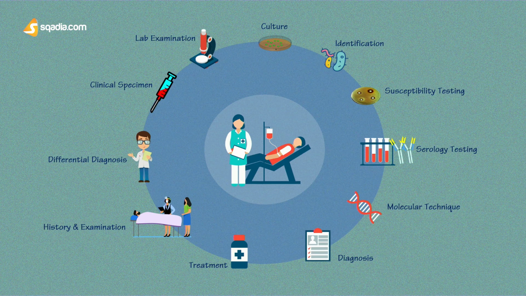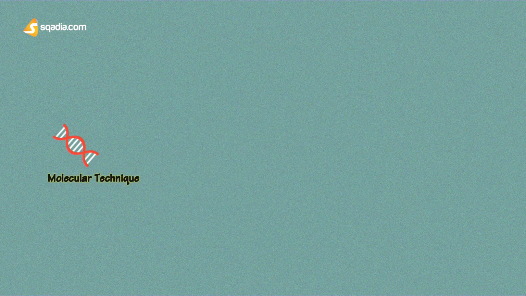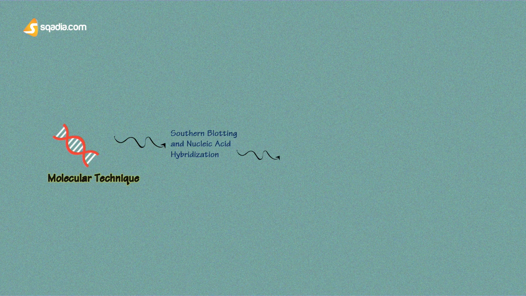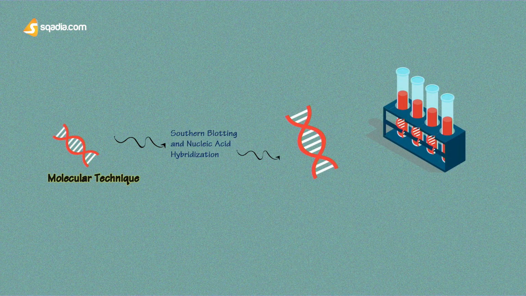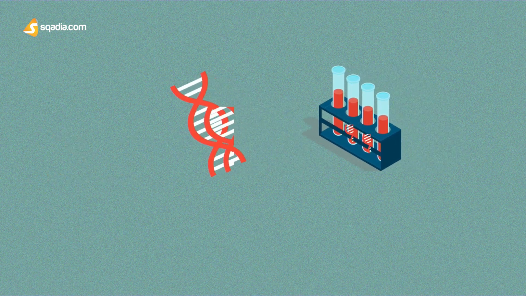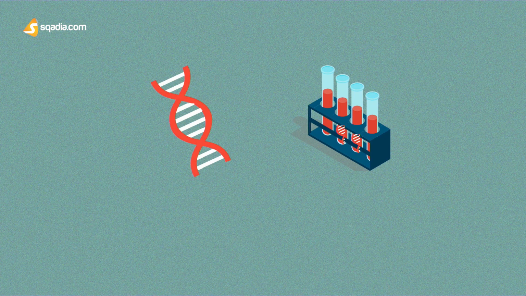Let us discuss the molecular techniques. First, we have Southern blotting and nucleic acid hybridization. A labeled DNA probe will bind to the specimen if it contains the specific sequence that is being sought. The captured probe is detected by the activity of its attached label. This technique is specific and rapid, but less sensitive than the other methods that involve amplification steps.